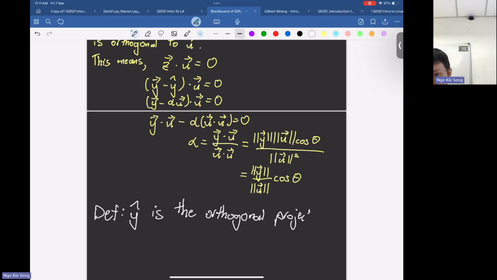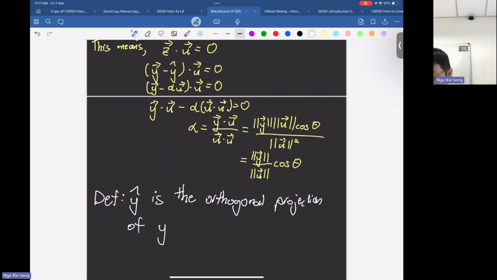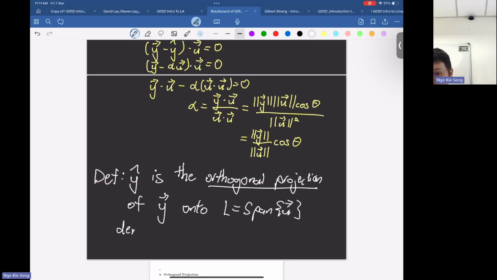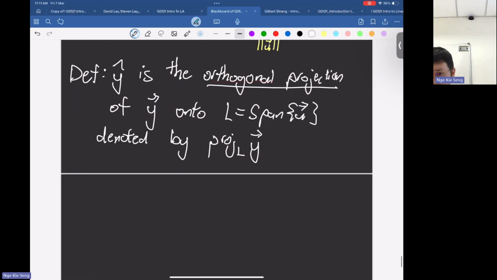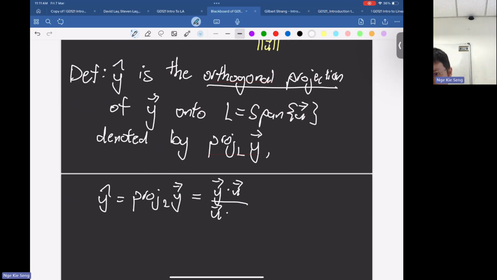Orthogonal projection of y onto the line, the span of u in particular. Sometimes we don't write y hat, we write it as a projection. Project to where? Project to this line here. Project y onto this line. Or we will write it as y hat equals the projection of y, and that is just y dot u over u dot u.